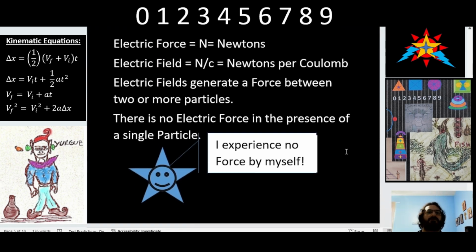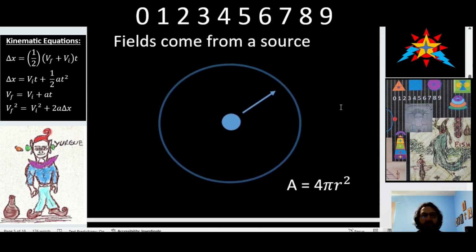Electric force is measured in newtons, big N. Electric field is newtons per coulomb, where we use C for coulomb, which is the unit for charge. Electric fields generate a force between two or more particles. So if you have an electric field alone, such as in this case, there is no force.